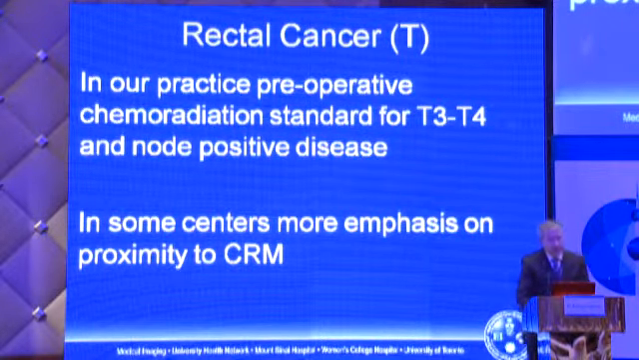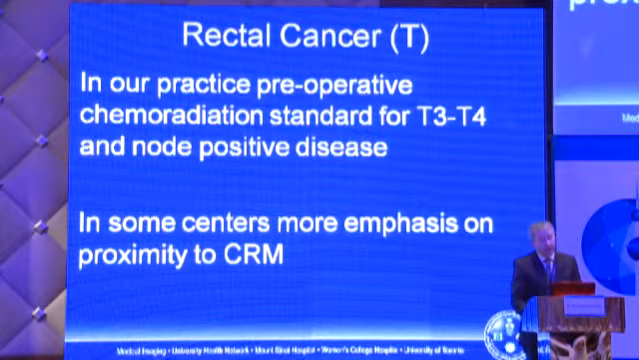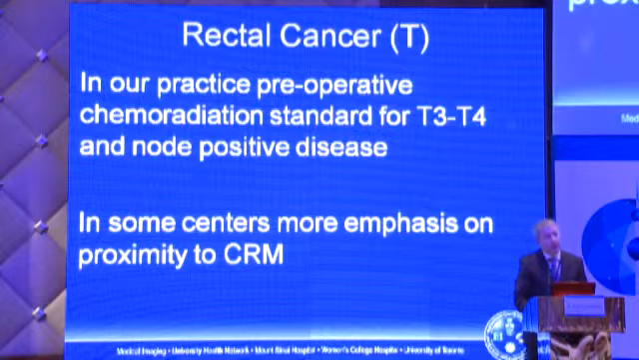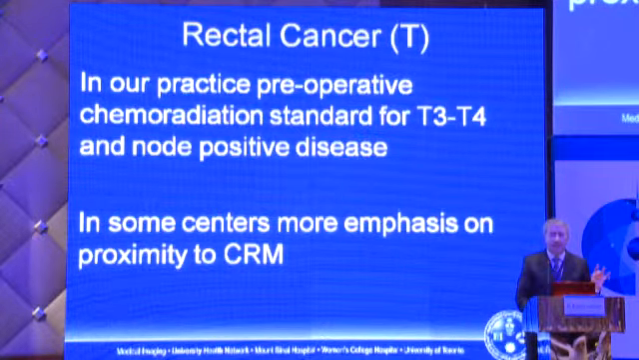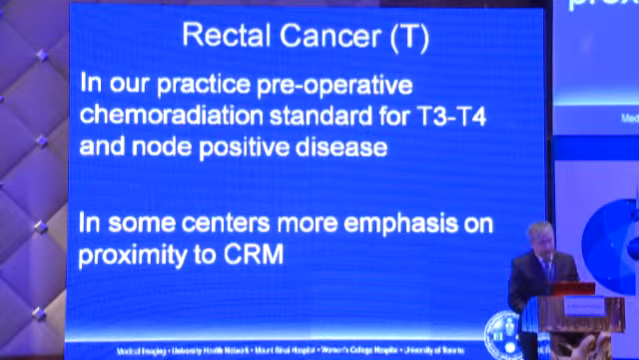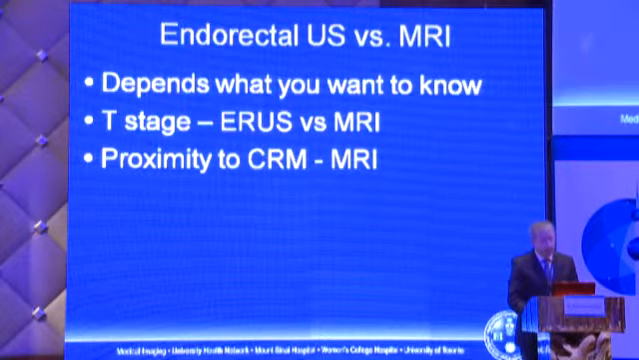And in our practice, if we feel that a patient has T3 rectal cancer or node-positive rectal cancer, all these patients will get a preoperative chemoradiation. In other centers, particularly in Europe, there's more emphasis placed on distinguishing between good and bad T3 disease. So the closest proximity of the tumor to the circumferential resection margin is critical.